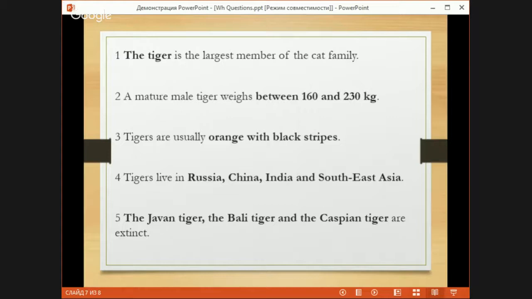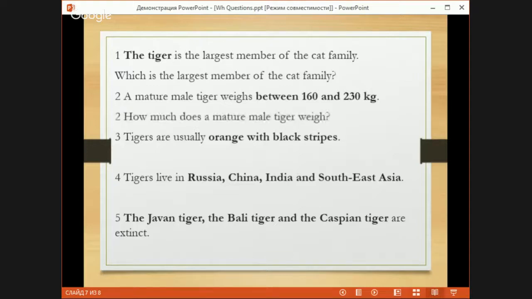Right, the last task, we have here some information about tigers. Just found it. I think it's interesting. The words are highlighted and you have to create questions with them. We will move on and I will show you the answers. The first one, what is the largest member of the cat family? How much does a mature male tiger weigh?